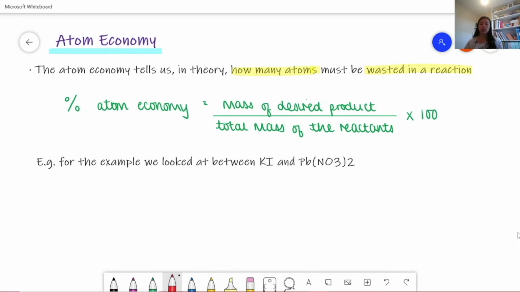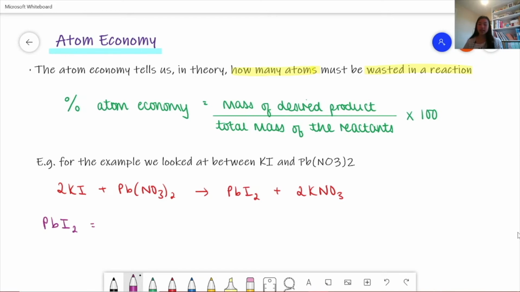So our equation was that 2 moles of potassium iodide reacted with 1 mole of this lead nitrate to form 1 mole of lead iodide and 2 moles of potassium nitrate. And so the first thing we do is work out all of the masses of the desired product and the reactants. So we have that PbI2, which is the lead iodide.